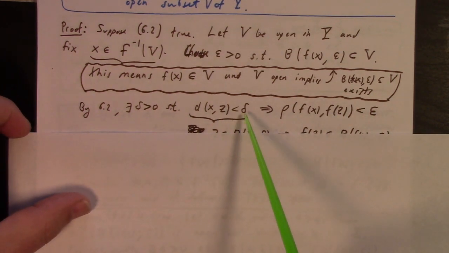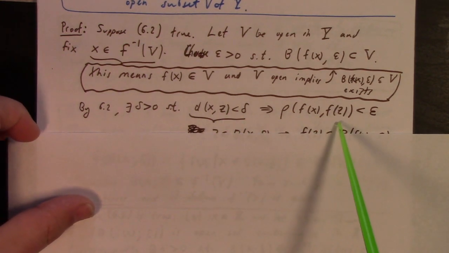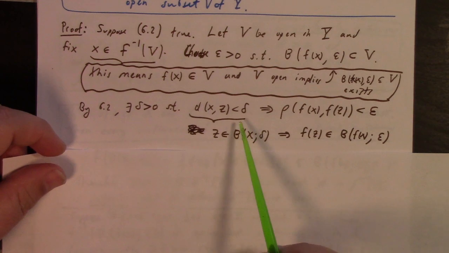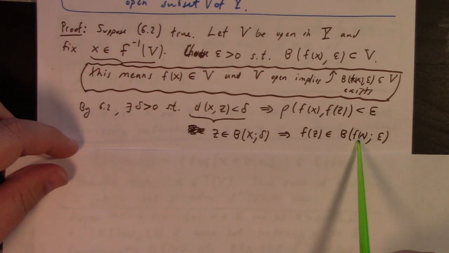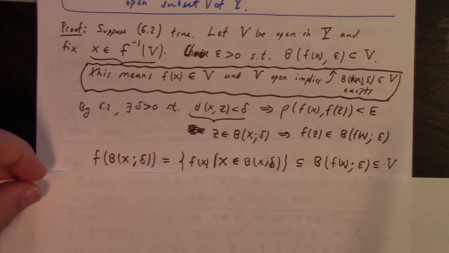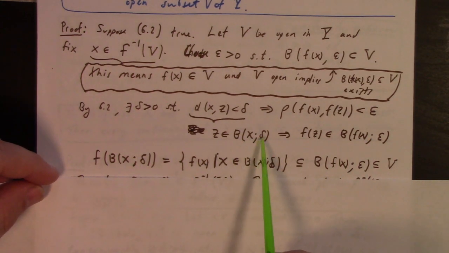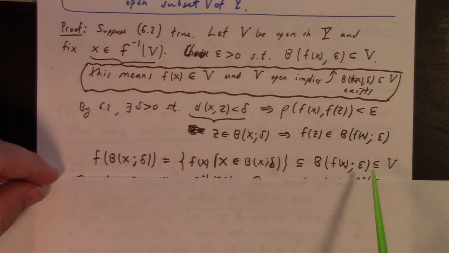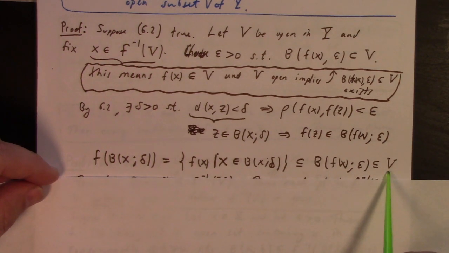If you're within delta units of x, then you're going to be within epsilon units of f of x. The image will be, anyway. In other words, if z is in the ball of radius delta centered at x, that implies that f of z is in the ball of radius epsilon centered at f of x. All right. So what this says then is that the image of the ball of radius delta centered at x is a subset of the ball of radius epsilon centered at f of x, which of course is a subset of V.